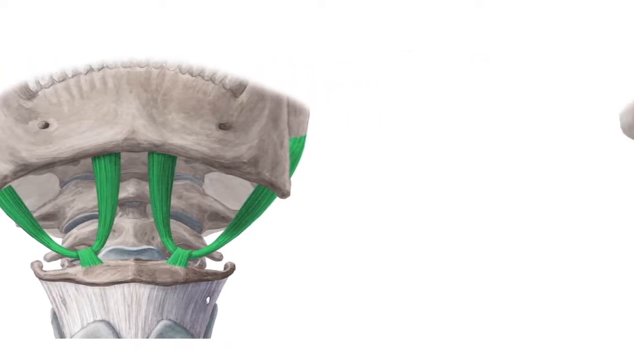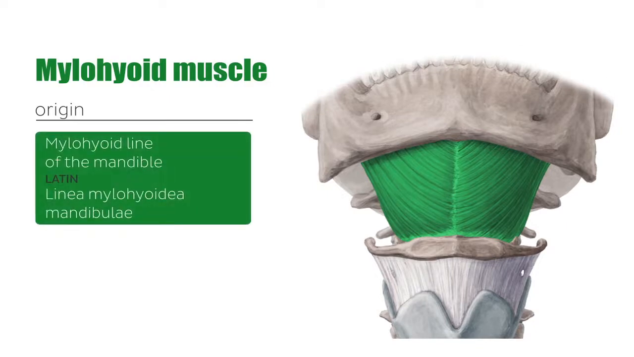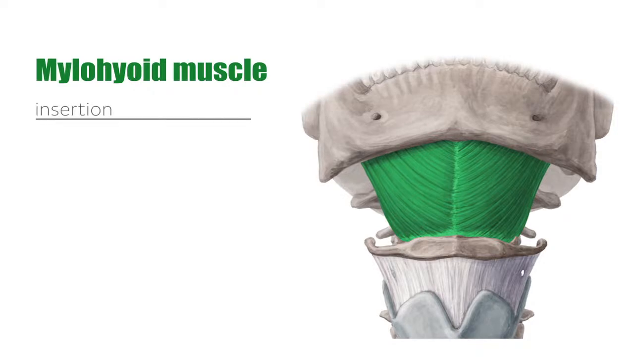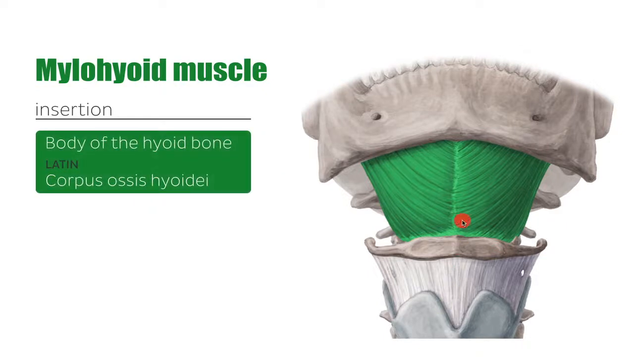We're now ready to move on to the next one on the list. This is known as the mylohyoid muscle. In terms of origin point, this muscle originates at the mylohyoid line of the mandible. The muscle fibers run to a median tendon known as the mylohyoid raphe, where both parts of the muscle meet. The mylohyoid raphe continues its course and inserts on the body of the hyoid. You can clearly see here on this image the mylohyoid raphe, and then the insertion point, which is the body of the hyoid bone.